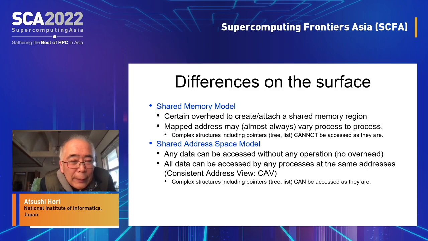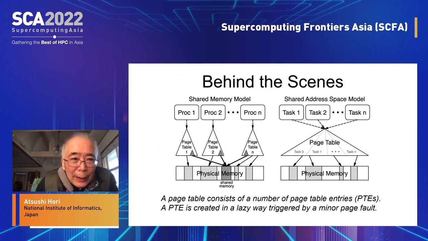So this feature is called Consistent Address View, CAV, in this talk. You can access the complex data structure as it is, without any modification, no need of conversion to offset or index.